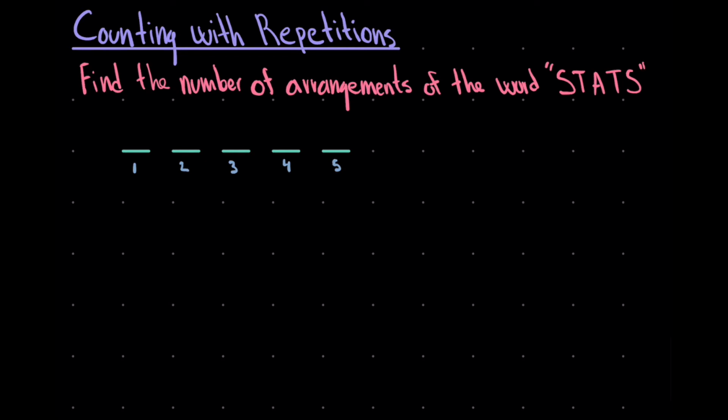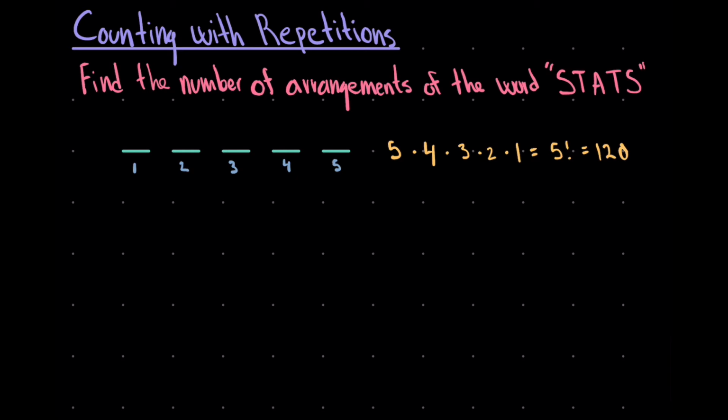Well, how you would usually solve this is to notice that the first S could go into either the first, second, third, fourth, or fifth spots. So that's 5 options for the first S. The first T can fit in any of the remaining 4 spots, so we multiply this by 4. The A could fit into any of the 3 remaining spots, so times 3. The second T could fit into any of the 2 remaining spots, and the last S goes into the last spot. This is equal to 5 factorial, written as 5 exclamation mark, or just 120.